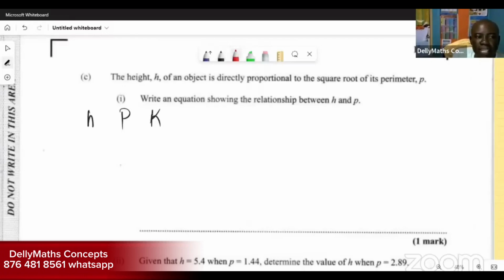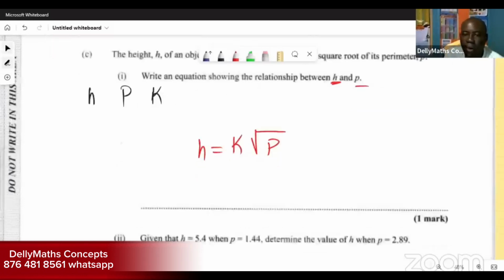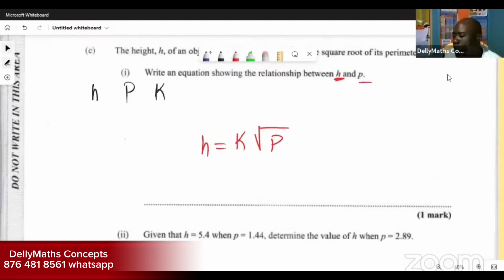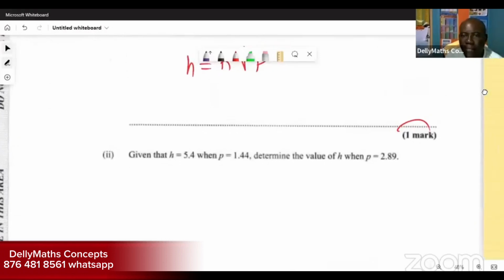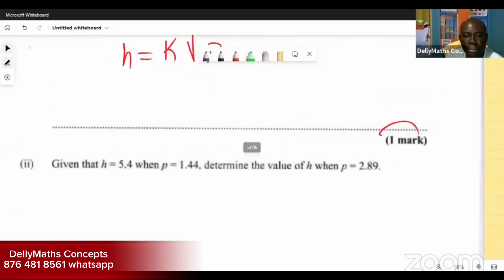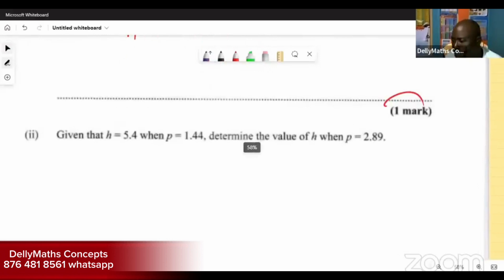Basically, they are saying to write an equation to show the relationship between h and P. It starts off by saying h is directly proportional to the square root of P. And that is how simple you put that. Normally, this is like a 1 mark question. You could see it's just 1 mark here. So it's not a lot of work. h is equal to K times the root of P. And we have that. We're good right there.